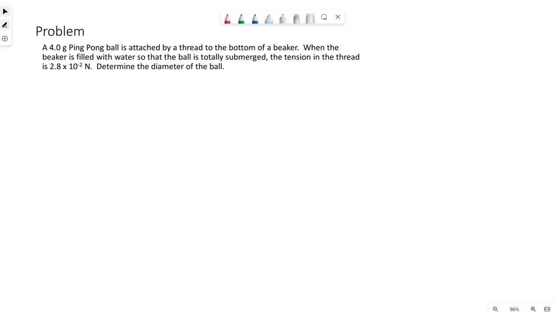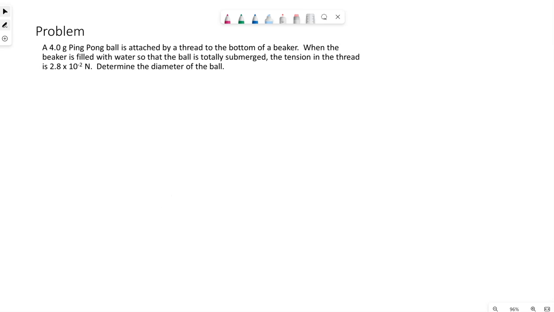Problem: A 4-gram ping pong ball is attached by a thread to the bottom of a beaker. When the beaker is filled with water so that the ball is totally submerged, the tension in the thread is 2.8 times 10 to the negative 2 newtons. Determine the diameter of the ball.